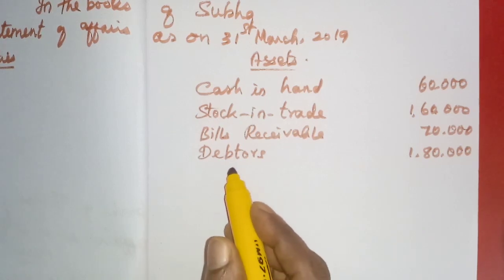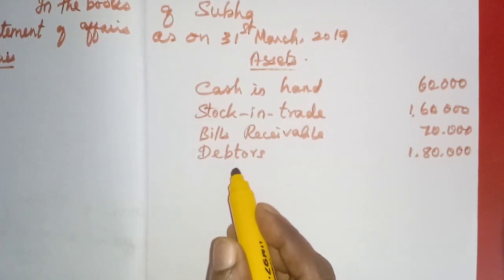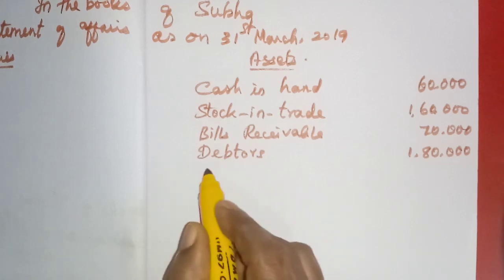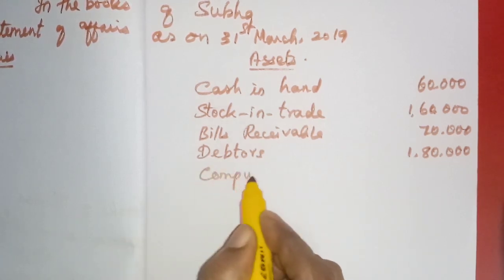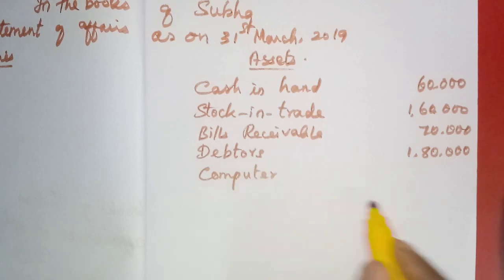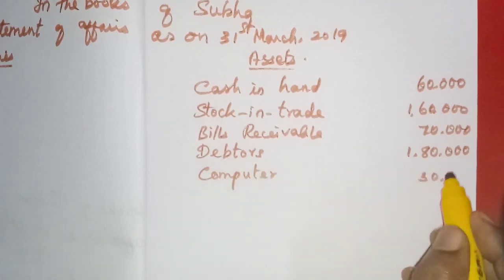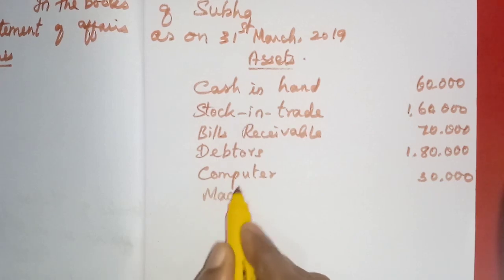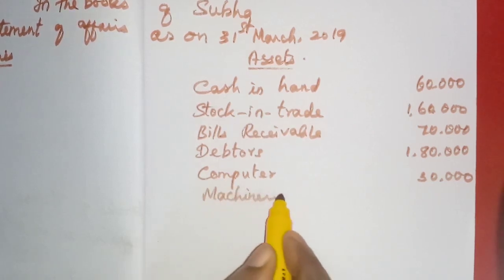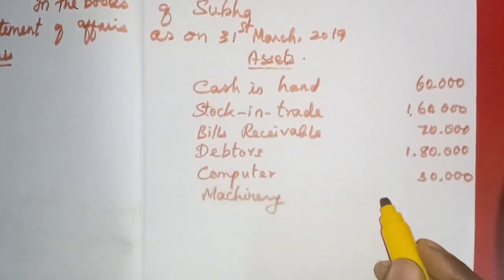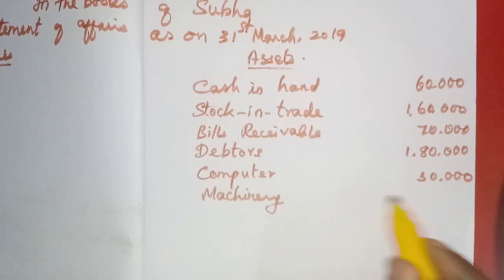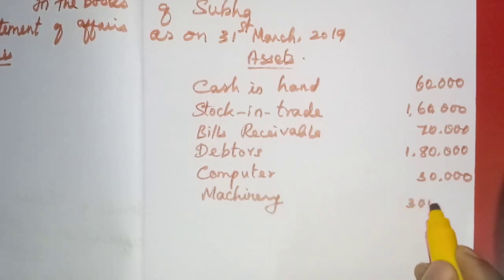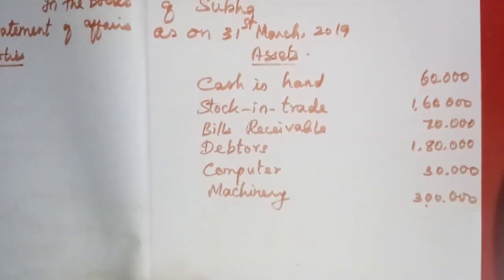Okay, current assets over. Any fixed assets? Yes. Computer, machinery. So first computer, 30,000. Machinery, machinery 3 lakh. Okay, now asset side, liability side.